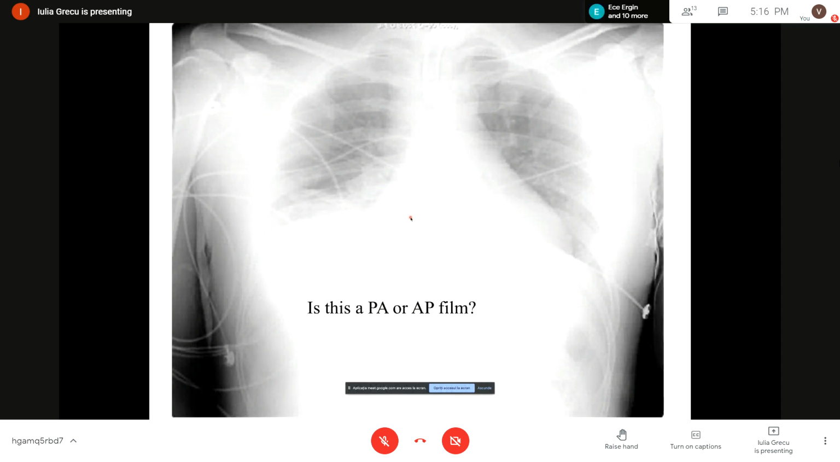So each time you see images like this, where the heart is much enlarged, where the scapulas are projected on the lungs, if you see a lot of tubes and cables connected to the patient, think that he is probably in the intensive care unit, lying on his back, and that the film was done in an anteroposterior projection.